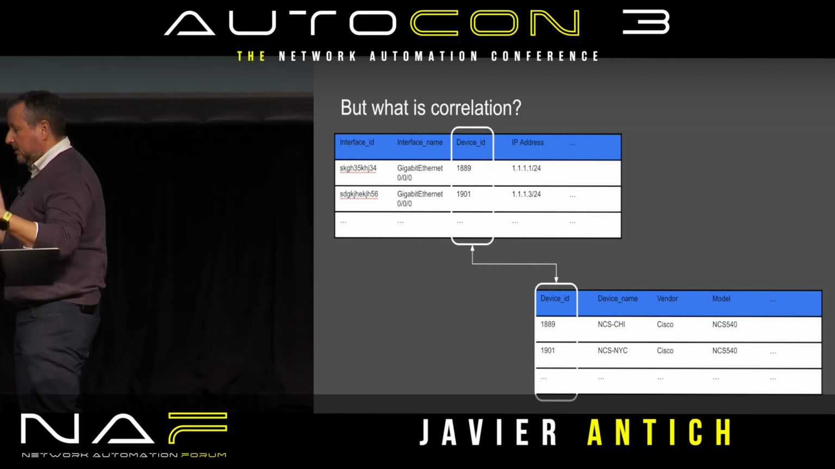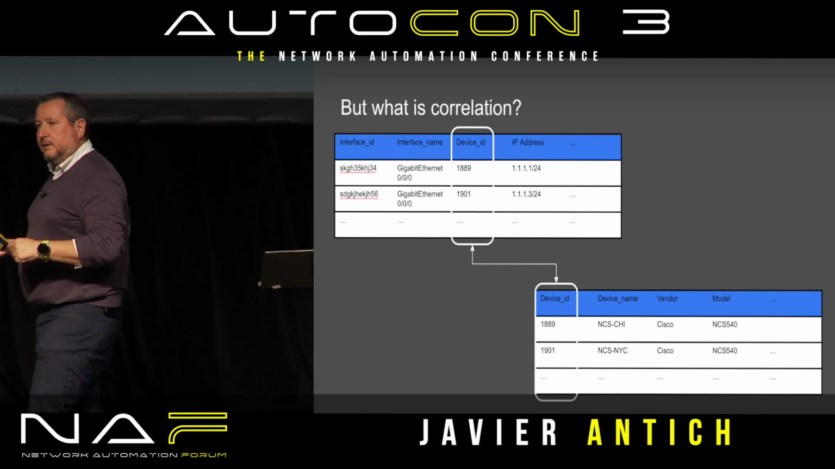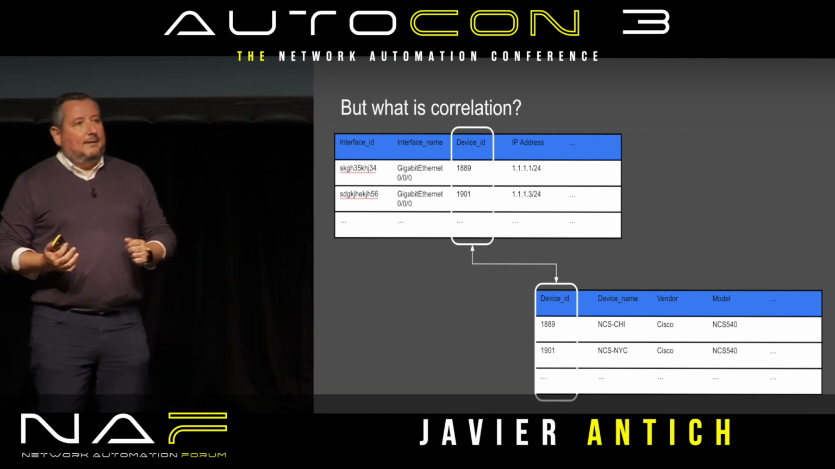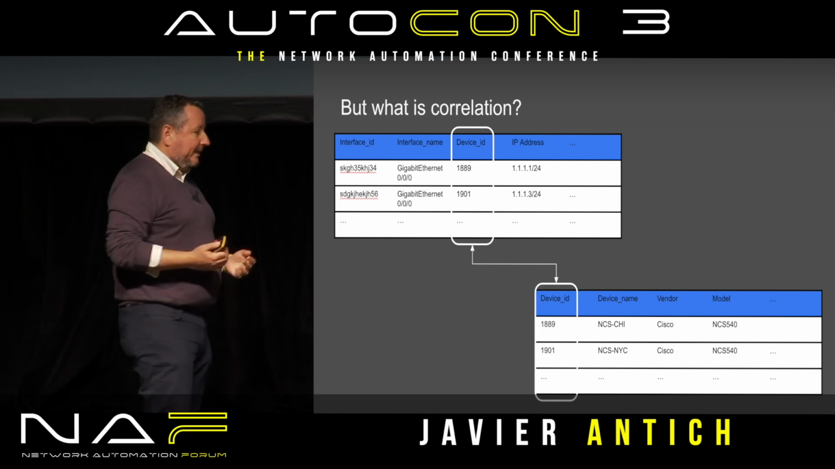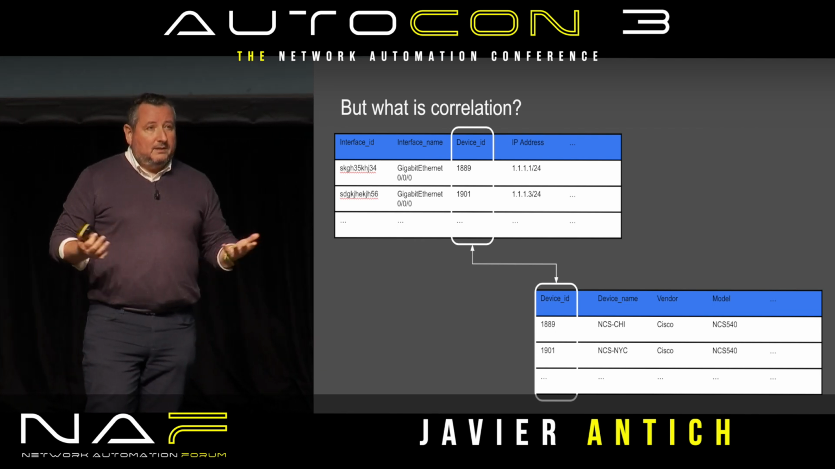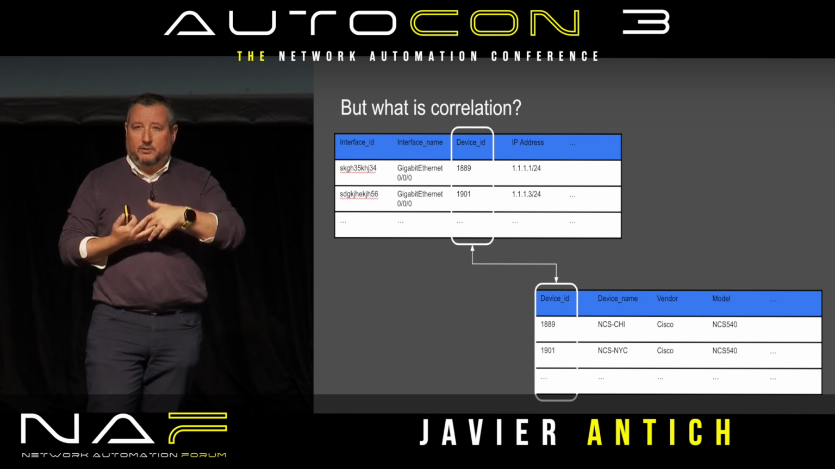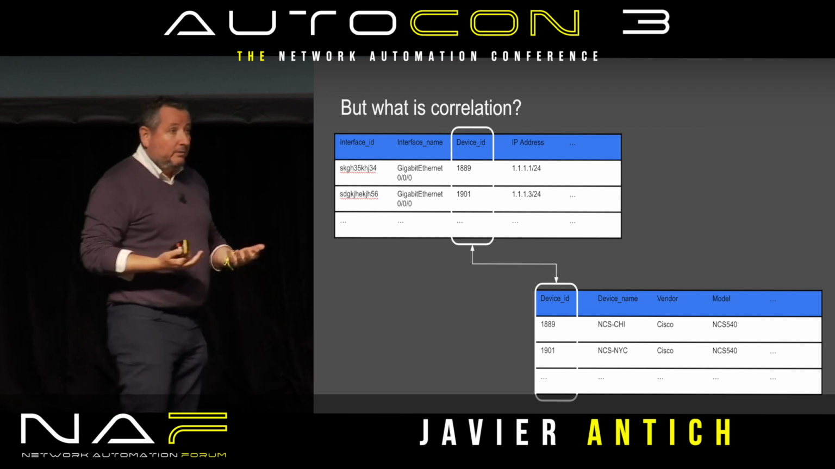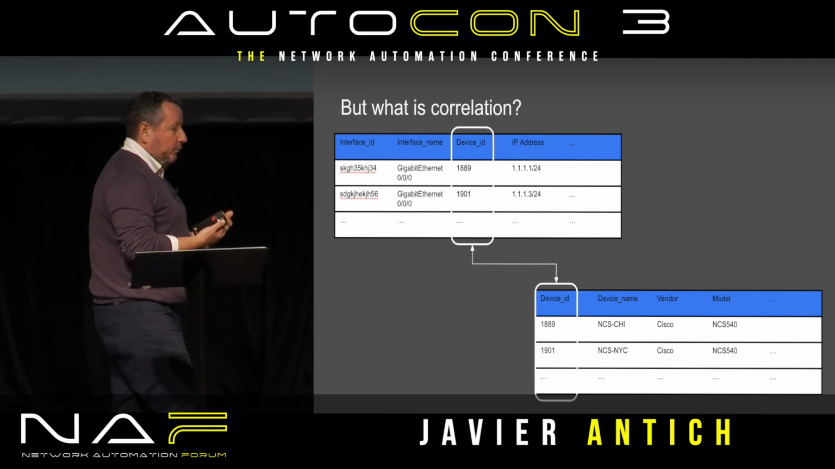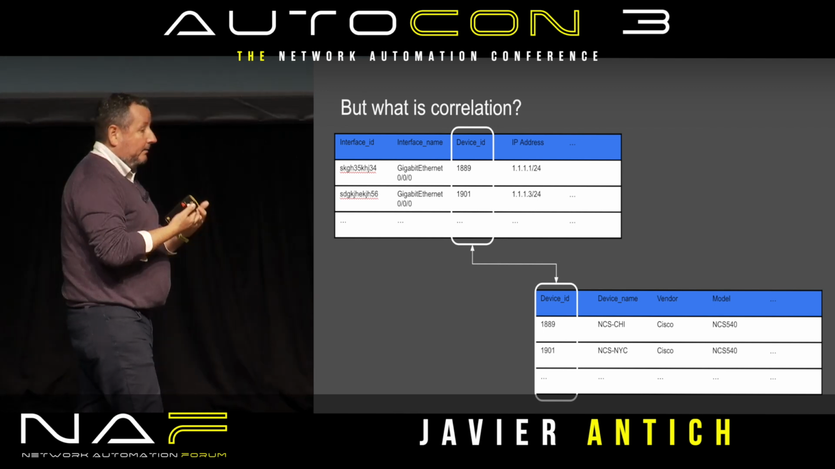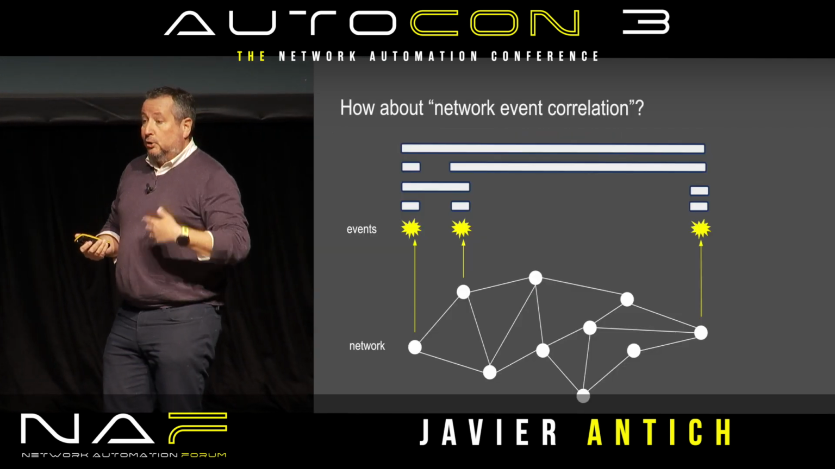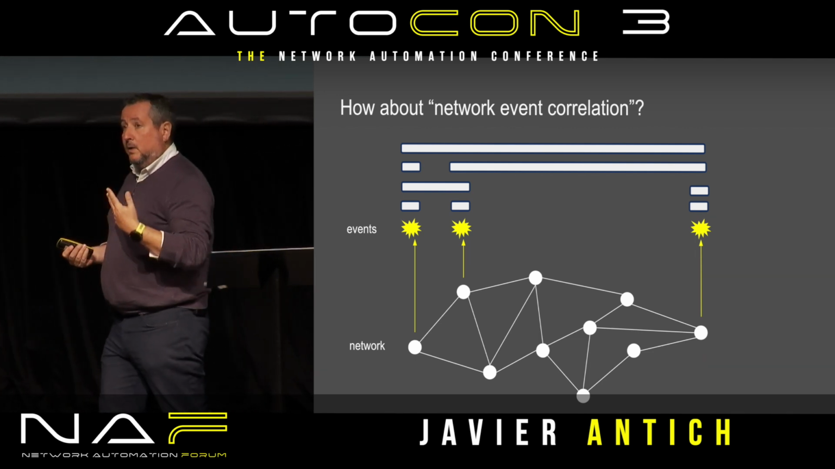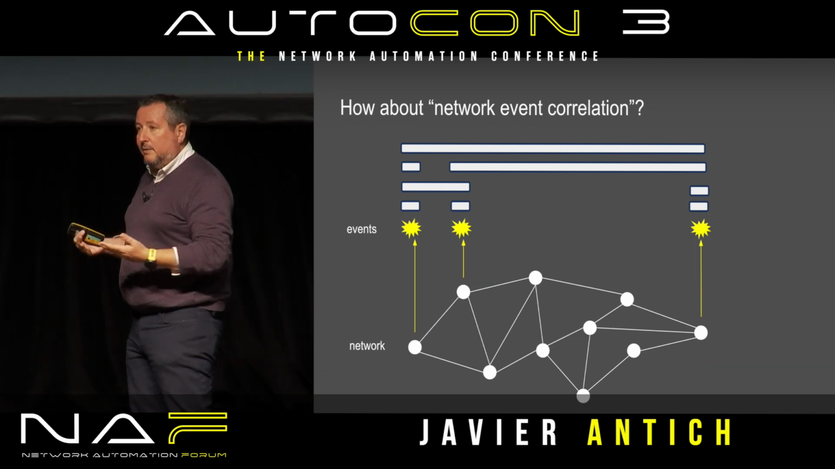Correlation sometimes looks like a very mysterious term, and people talk about the correlation engine like some magic box. But if you ask people from the data world, they will just tell you, well, that's a join of two tables. You just connect two tables with something that they have in common. That's, in essence, what correlation is. It's finding a relationship between two data points and connecting them together. Now, when we talk about network event correlation, what we are looking for is the relationship between events that are happening in the network, right?